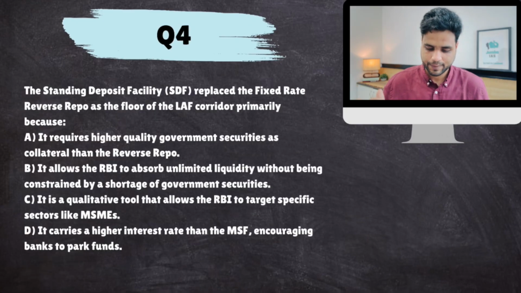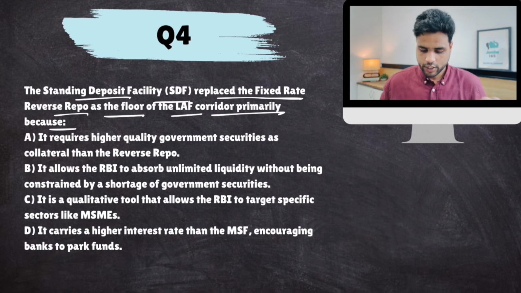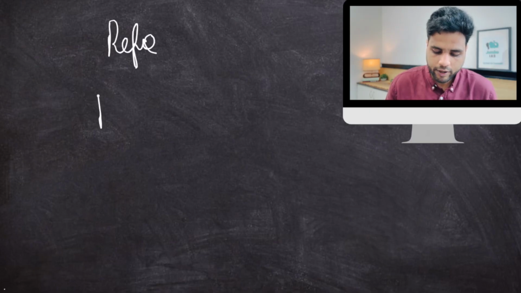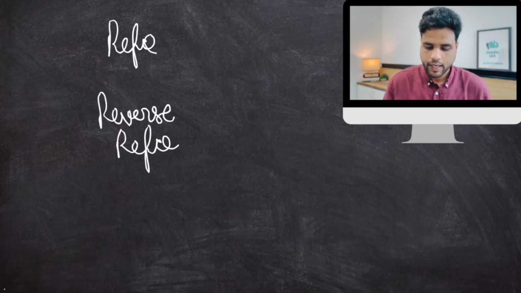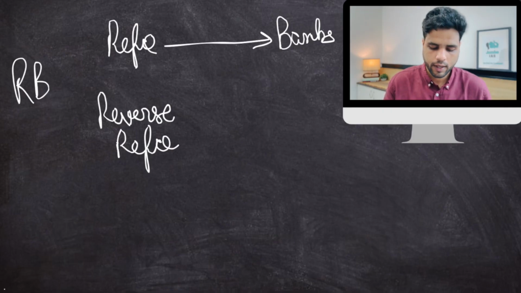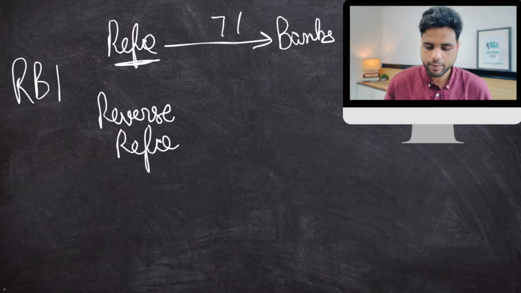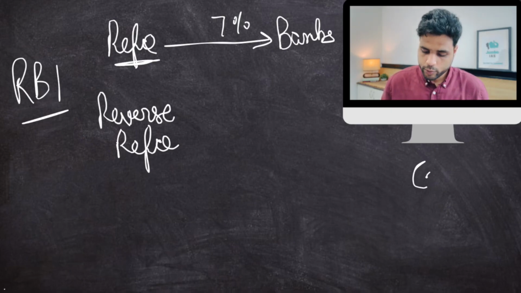Okay, all right, next. Now let's talk about standing deposit facility. So standing deposit facility replaced the fixed rate reverse repo as the floor of the LAF corridor primarily because... Now listen to me very carefully. You need to be aware of repo and reverse repo. Then only you will understand the role performed by standing deposit facility. Now, whenever banks are short of money, they can take a loan from RBI at repo rate. Let's suppose the repo rate is 7%. They can take a loan from RBI at 7%. But you are familiar with this term called collateral?